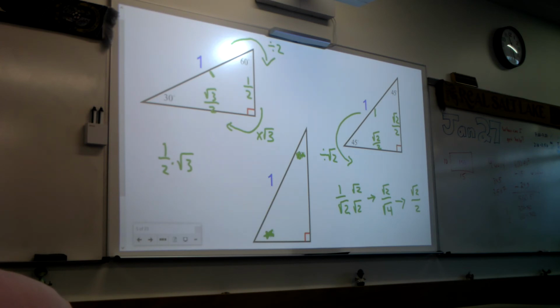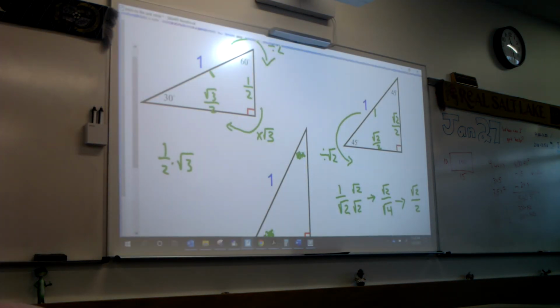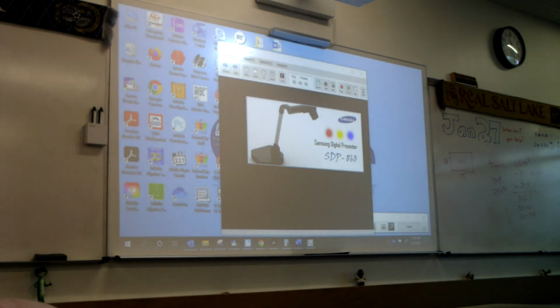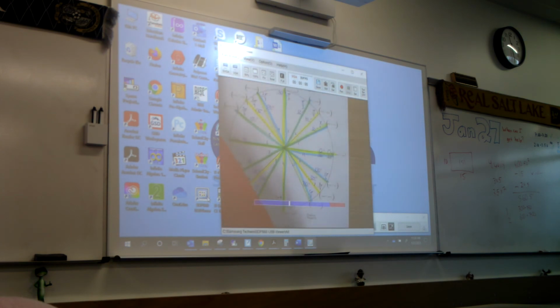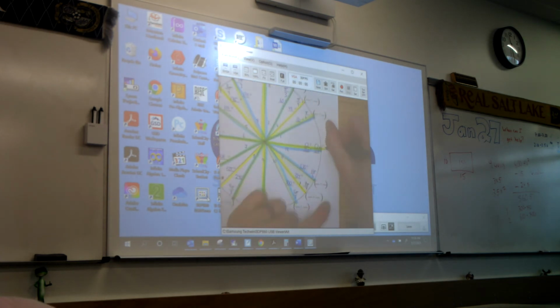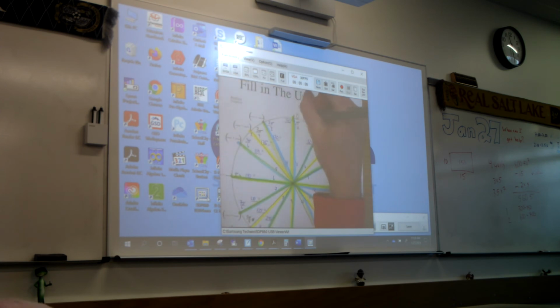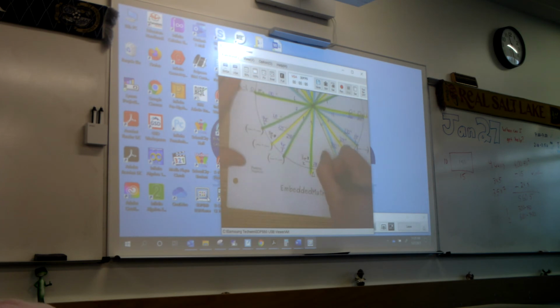Alright, so now I'm going to show you how easy it's going to be to fill in your unit circle if you have these special right triangles, okay? So I'm going to jump back to my camera here. And I'm going to fill in the ones that you guys already did that I missed, okay? So I said it's a unit circle, which means it has a radius of 1, so this is a point 1, 0. This is a point 0, 1. This is a point negative 1, 0. And this is a point 0, negative 1.